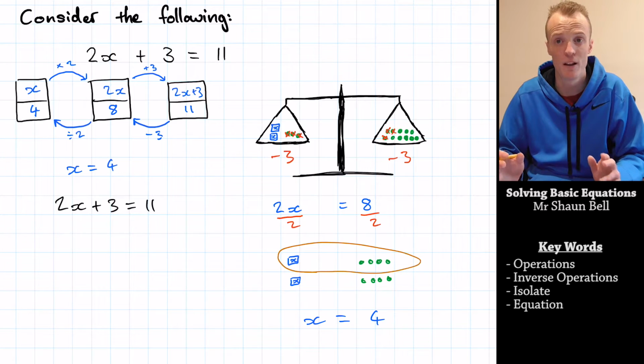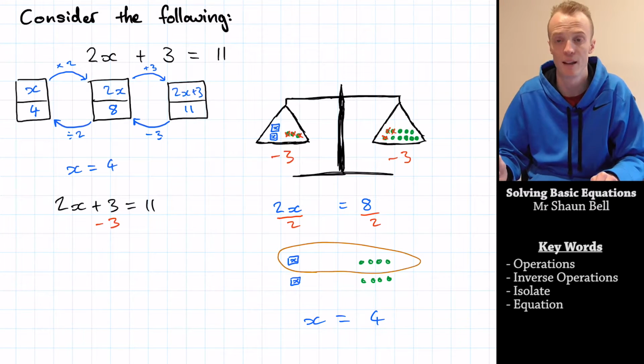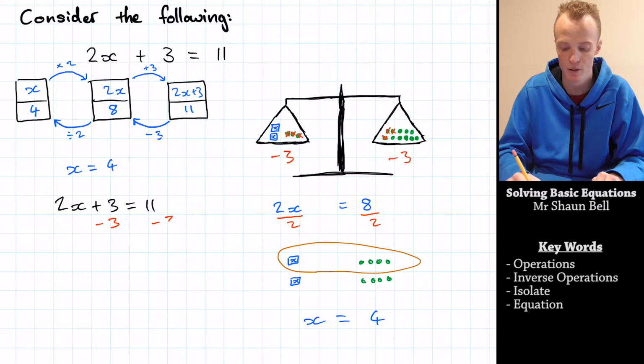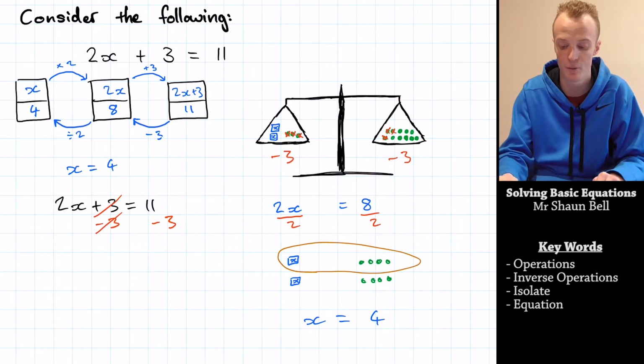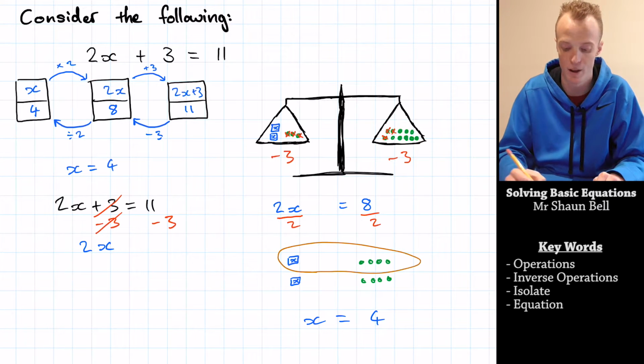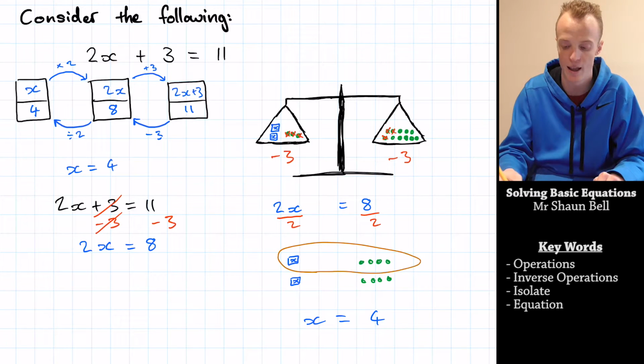How do I remove it? I perform the inverse. So I subtract 3 from this left hand side. But whatever I do to the left hand side, I must do to the right hand side. So I subtract 3 here as well. You can see that plus 3 subtract 3 will cancel. And on the left hand side, I've just got my 2x. And that's going to be equal to 11 take 3, which is equal to 8.